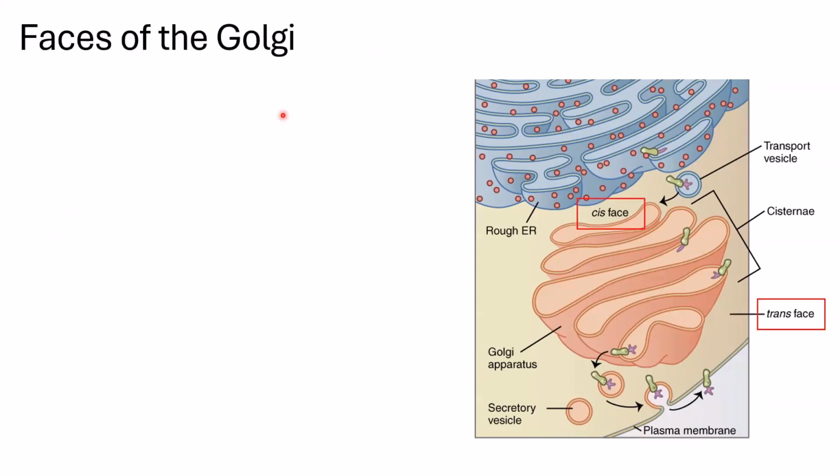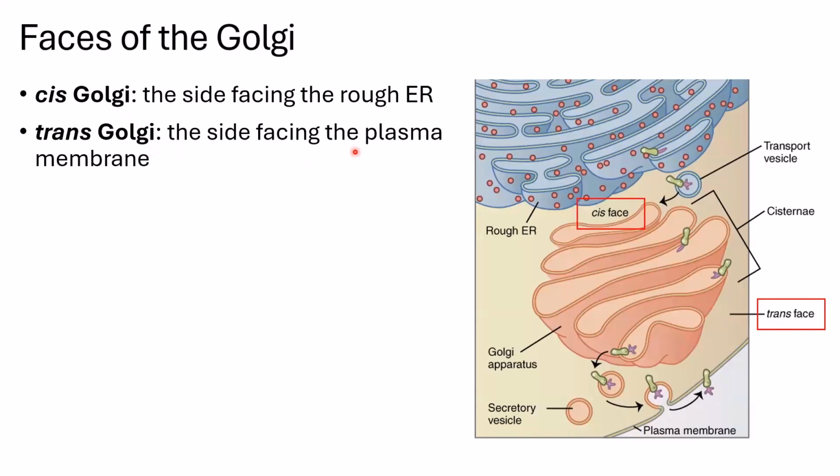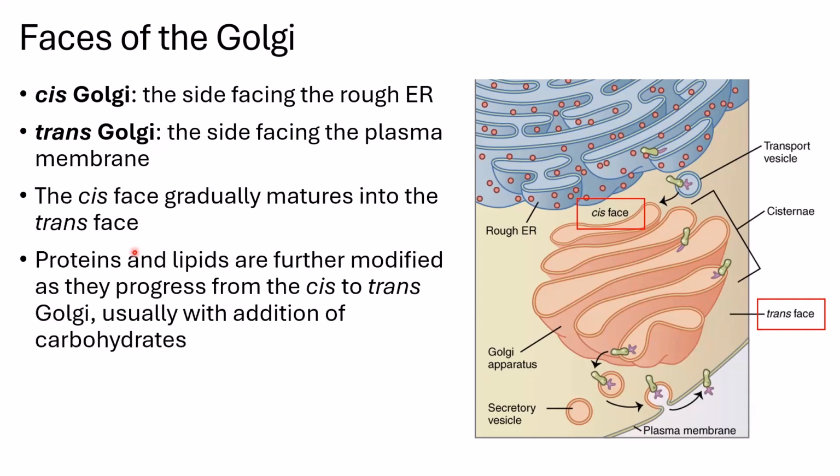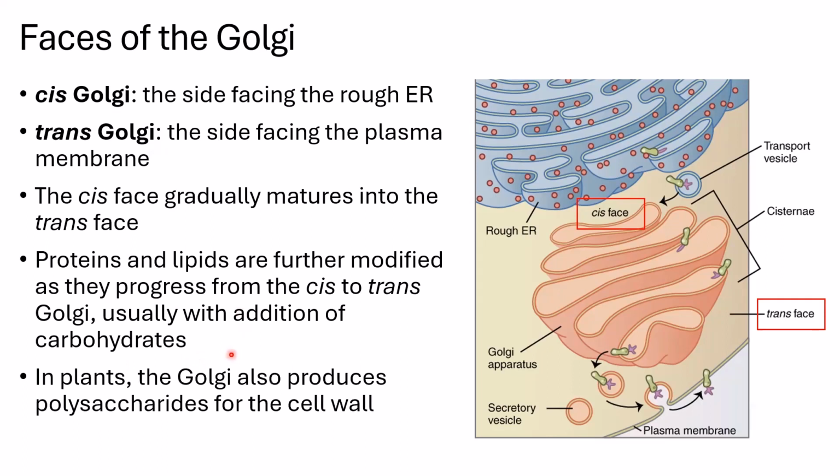The Golgi has two faces. The cis-Golgi is the side facing the rough ER. It's the part of the Golgi that's on the same side as the rough ER. The trans-Golgi is the side facing the plasma membrane, so it's the side that's on the opposite side as the rough ER. Over time, the cis-Golgi matures into the trans-Golgi. As this occurs, the proteins and lipids are further modified, usually with the addition of carbohydrates. In plants, the Golgi also helps produce polysaccharides for the cell wall.